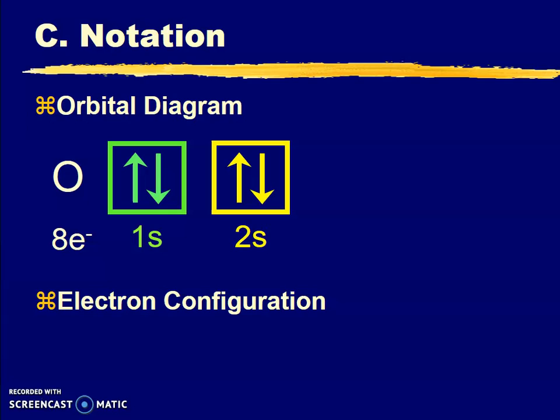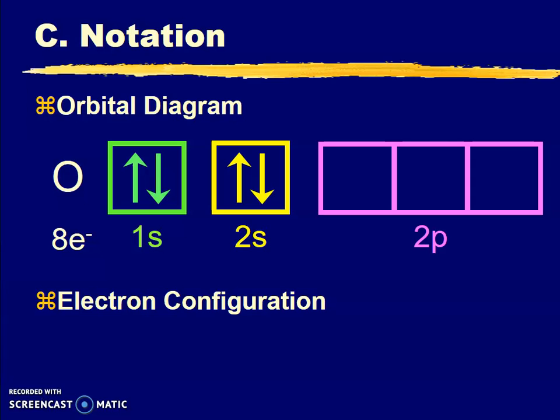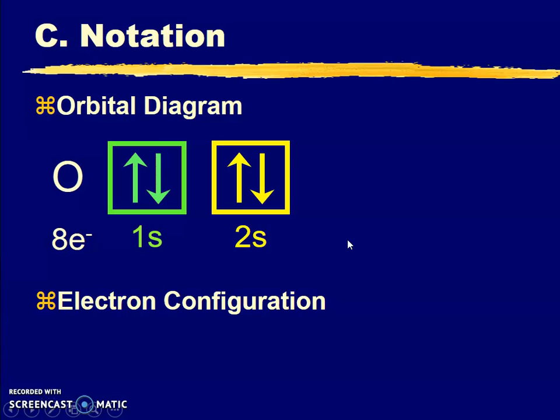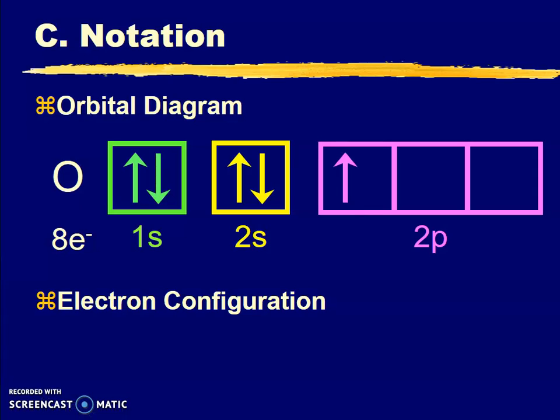So what comes next? We're still on period 2, but now we're moving over to the P. So now we have 2p. And remember what I said just a minute ago about the rules. P has 3 orbitals. There we go. 1, 2, 3. All right, now let's draw in the electrons we have left. I've already drawn 1, 2, 3, 4. Now we'll draw number 5. Okay, let's draw number 6.